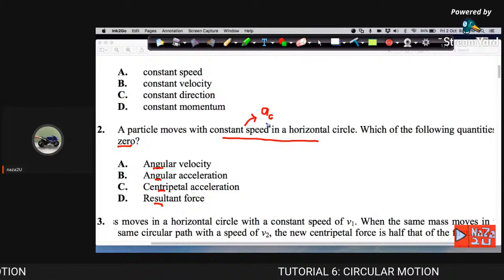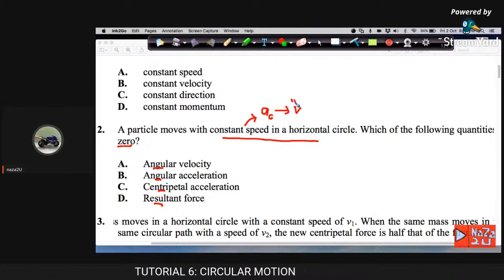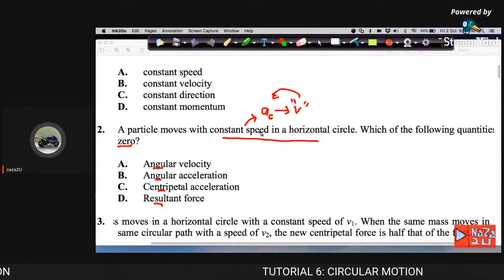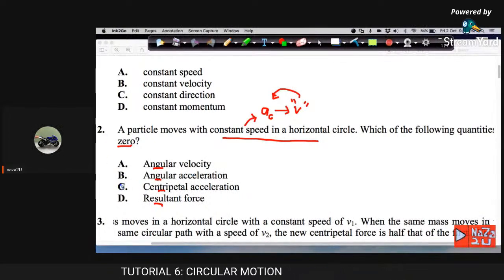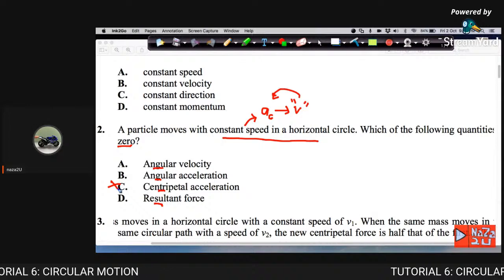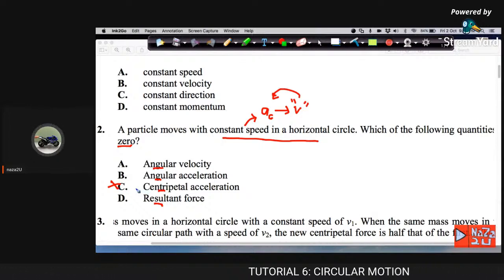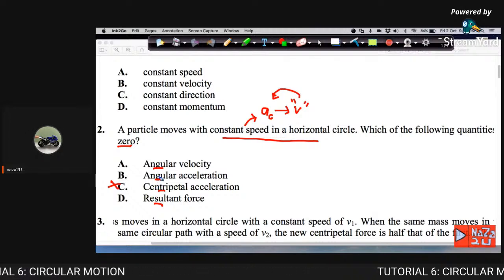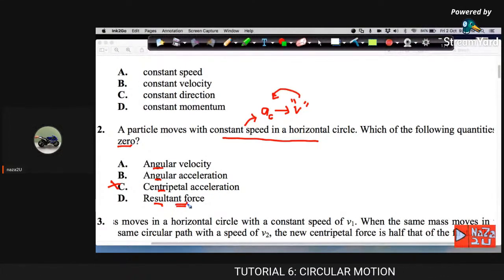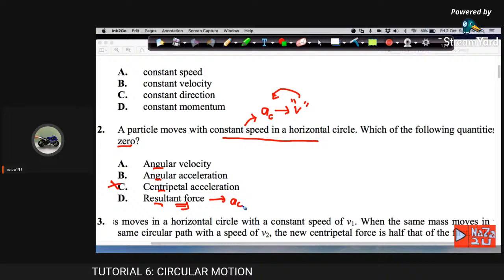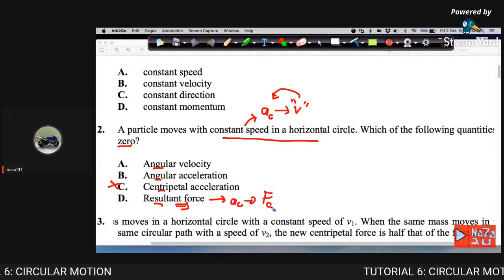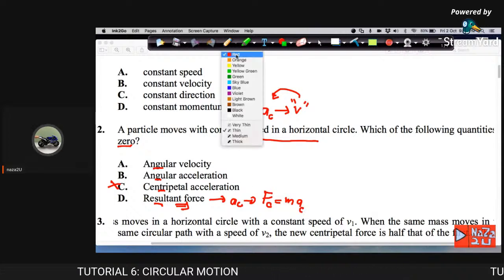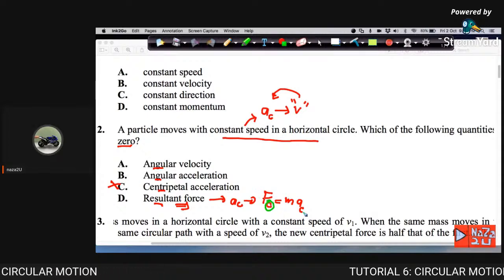Because sentiasa berlaku perubahan V so mesti ada perubahan acceleration, right? So if you look at question number 2C, the answer is wrong, because centripetal acceleration is not equal to 0. For the resultant force, because we have a centripetal acceleration, we have a net force or centripetal force, because F is equal to m a subscript c.